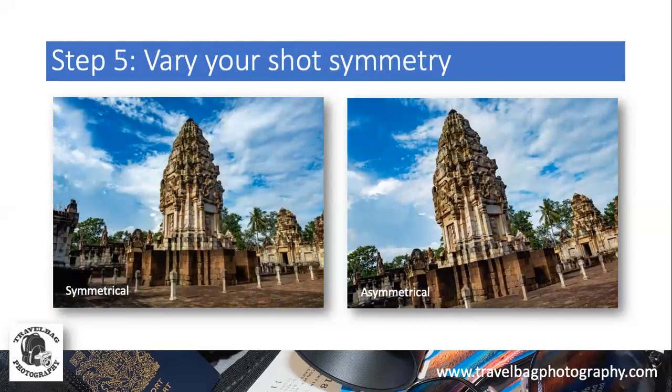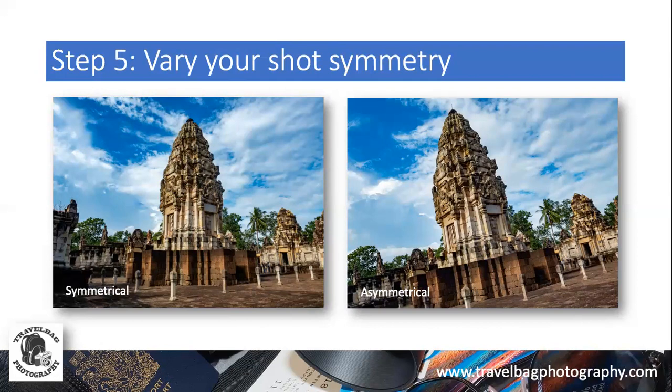Step number 5, vary your shot symmetry. Now this one is arguable, because this one can go against some people's tastes. The shot on the left is a Hindu temple. It's about a half-hour drive from our house, and you can see how everything's lined up, how everything's lined up quite nicely. So the temple is in the center of the shot.